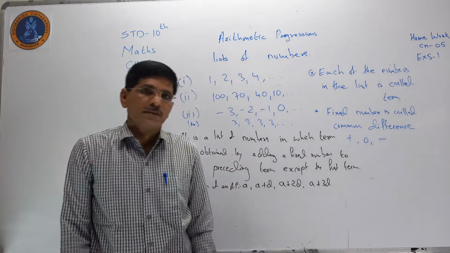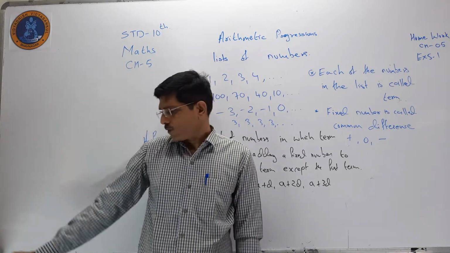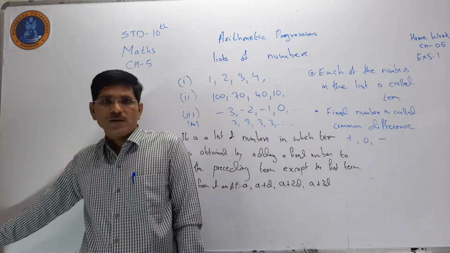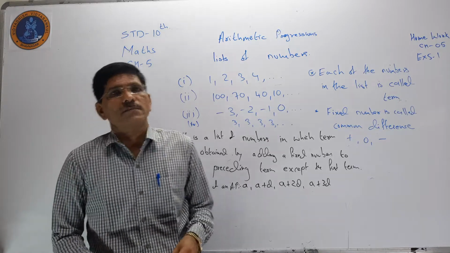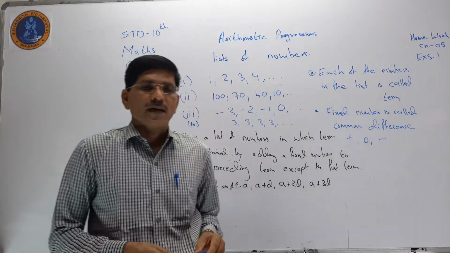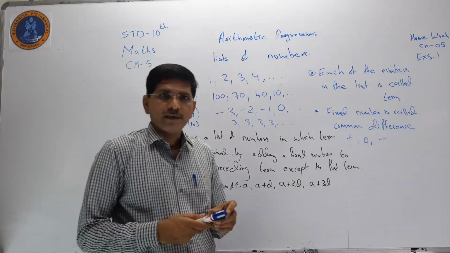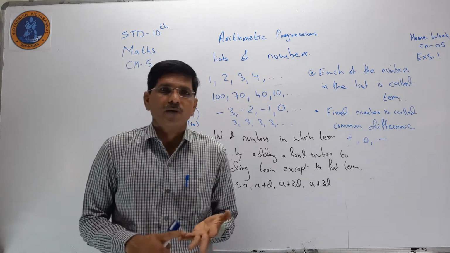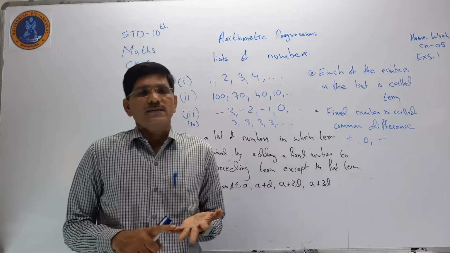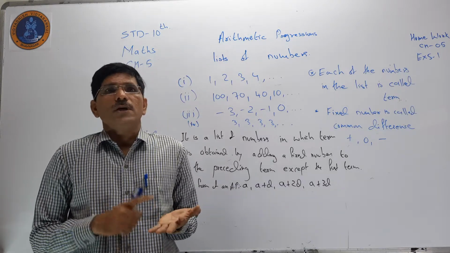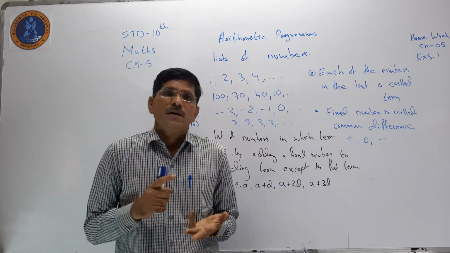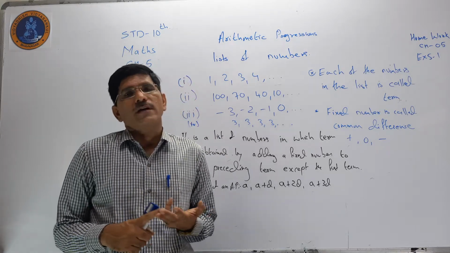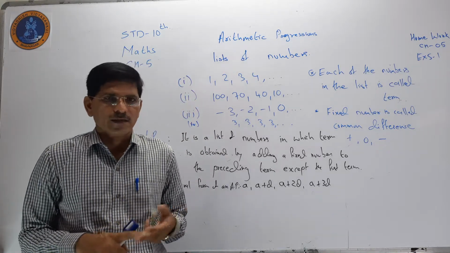Good morning, friends. Today we want to start one new lesson, that is chapter number 5. Before we start chapter number 5 for 10th standard, we have already completed chapter number 1. In chapter number 1 we completed HCF, LCM, Euclid's method, rationalized decimal expansion and irrational numbers.